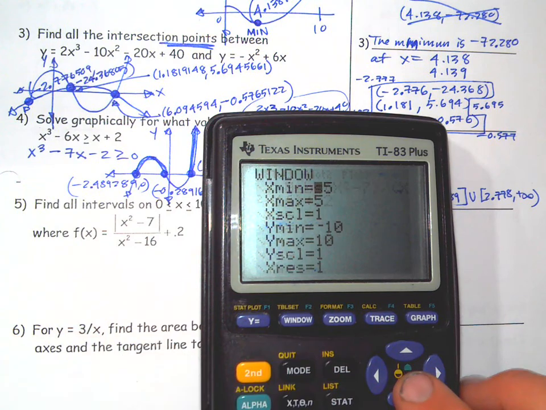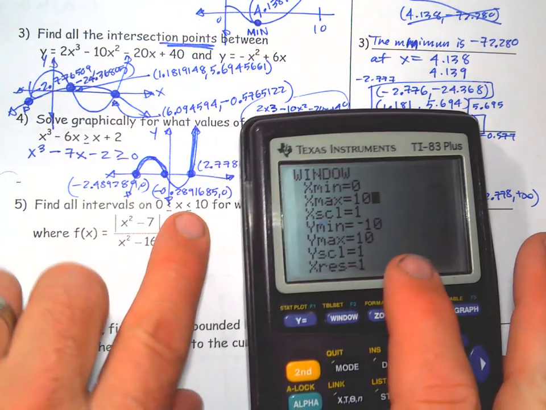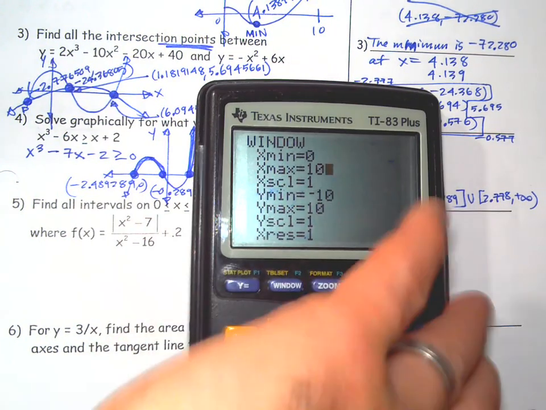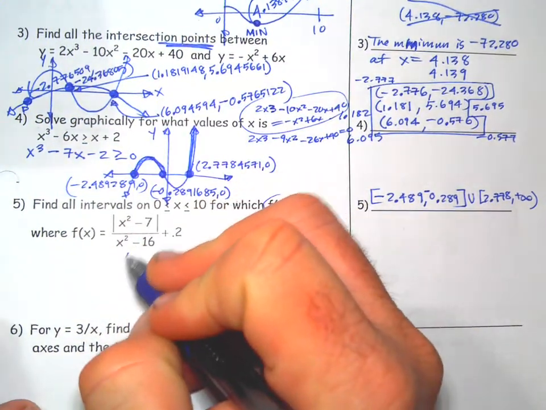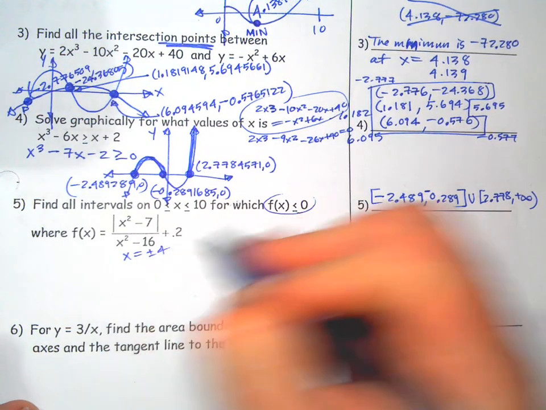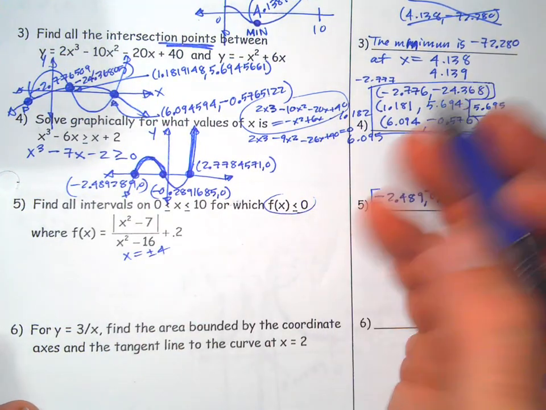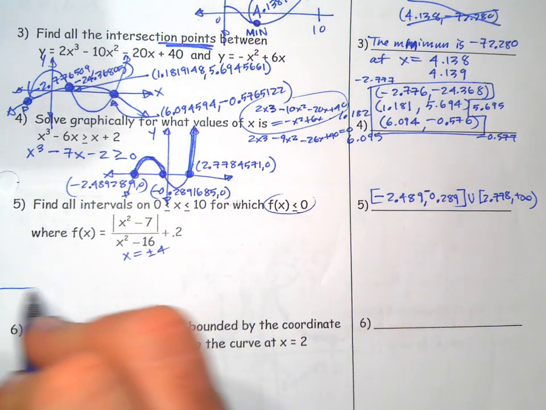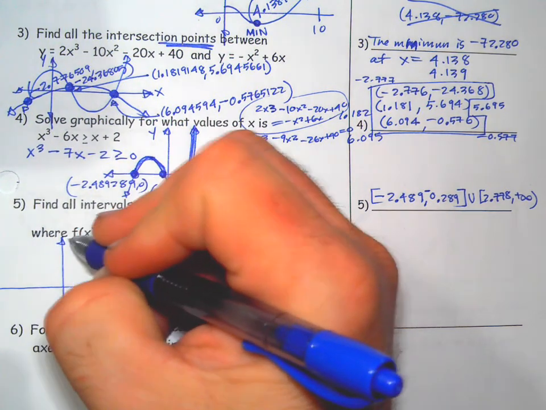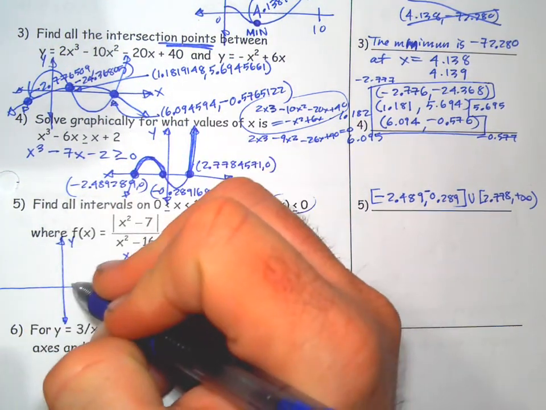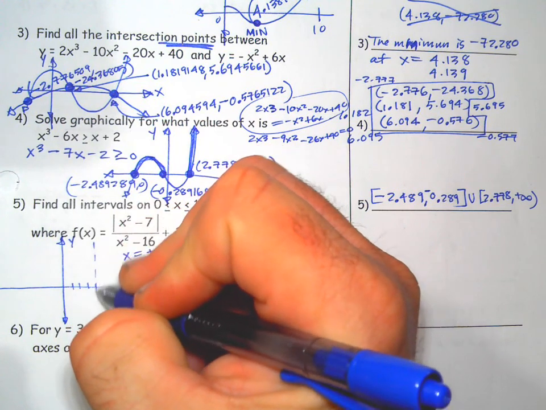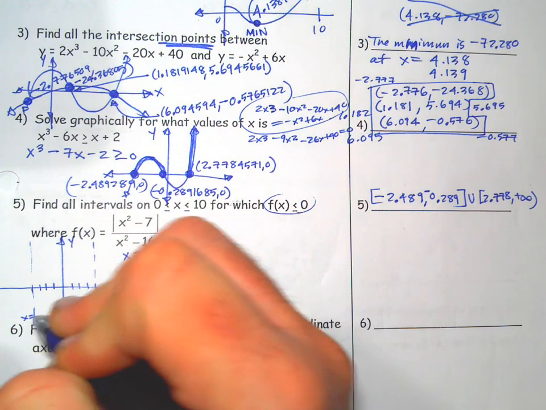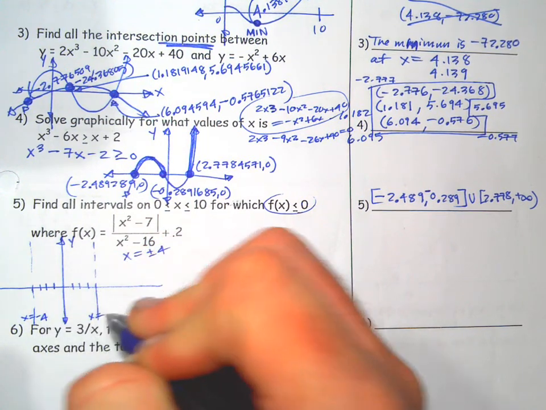Now the window, we're going to say 0 to 10. We just want 0 to 10. And where is it below the x-axis? Now, before I even get there, let's start to graph this. This is going to have x equals plus or minus 4 vertical asymptotes, right? Definitely vertical asymptotes there. So if I start to do a sketch, it's going to help. Vertical asymptote at x equals 4 and at x equals negative 4. Those are probably going to be places where we break up our answers.